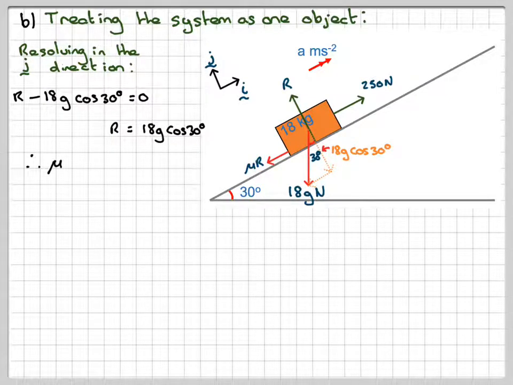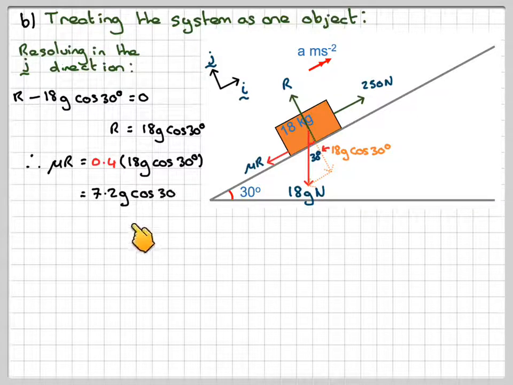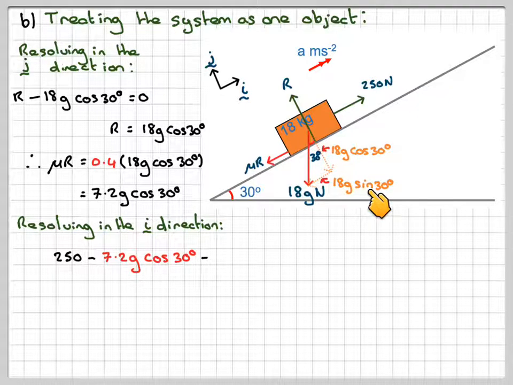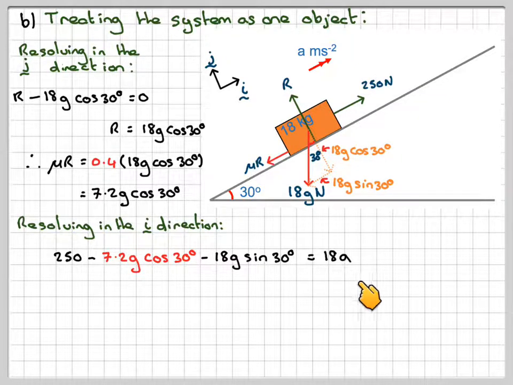Then mu R, so mu was 0.4 in the question, is 0.4 times 18g cos 30, which is 7.2g cos 30 degrees. Now resolving in the I direction, so this way, we've got 250 newtons minus the mu R, so that's going to be 7.2g cos 30 from the previous part, minus this component of the weight, which is 18g sin 30, and that's going to be equal to the mass, which is 18, times the acceleration a that we're trying to find.